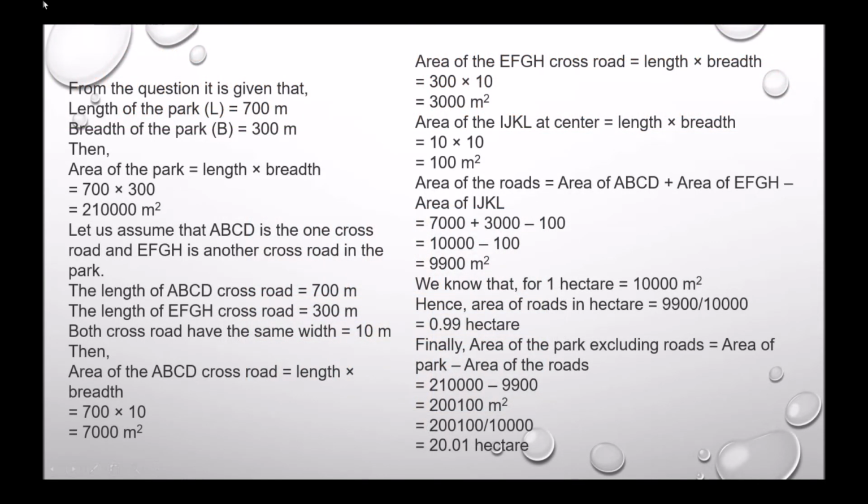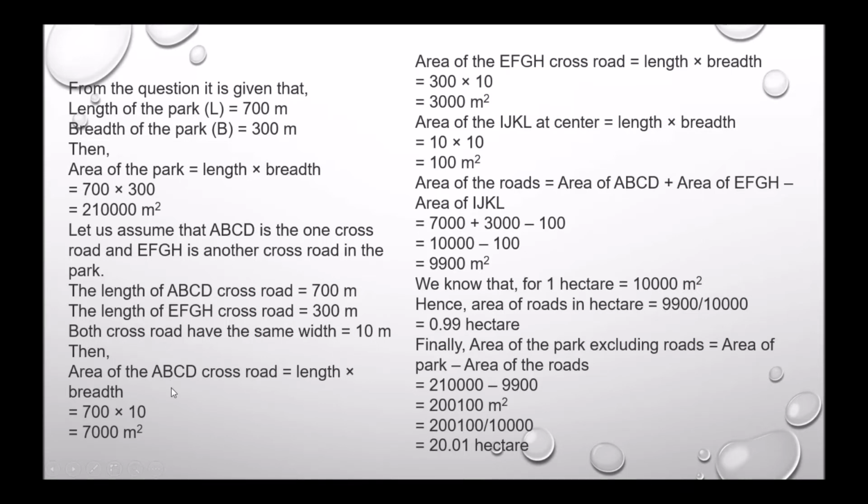So length of the park is given 700, breadth is given 300. Area of park equals length into breadth, that is 700 into 300, that is 2,10,000 meters square. Okay, now let us assume that ABCD is one crossroad and EFGH is another crossroad in the park. So length of ABCD crossroad is 700, length of EFGH crossroad is 300 meter. Both crossroads have the same width, that is 10 meter.